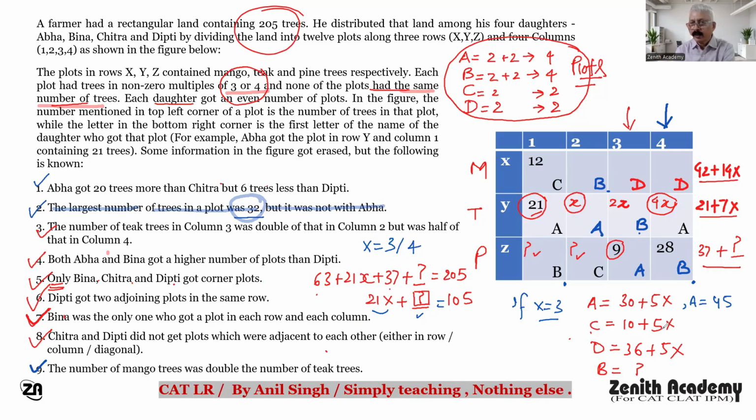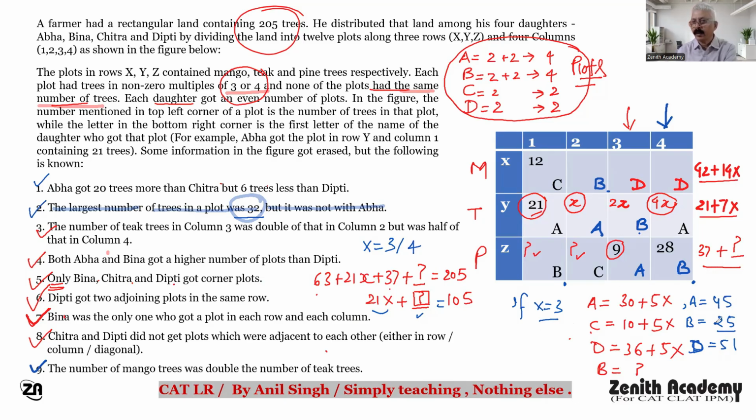And here 5 3 is 15 plus 10, it is 25. C we can take 5 3 is 15 and 15, and this is C. D is going to be 51. B we don't have any information about the total number of trees with B. B is 25. On putting x is equal to 3, I am getting these results for A, B, D respectively.